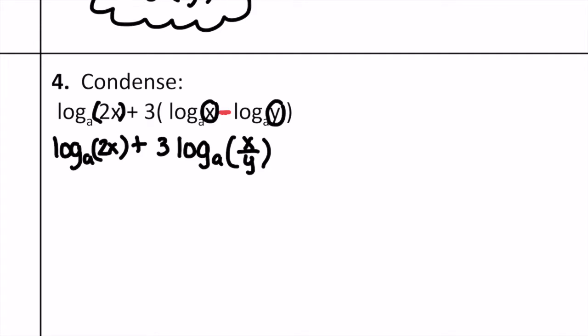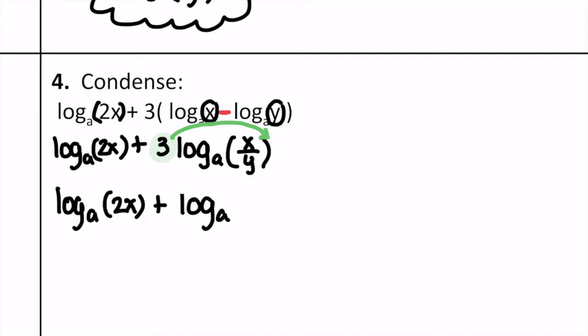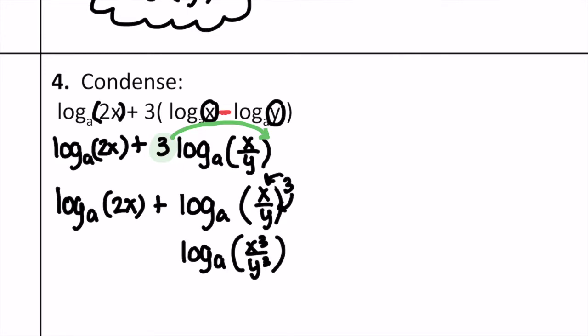And another thing I'm not allowed to have in condensed form, and what I have to take care of before I can bring these two logarithms together, is this coefficient of 3. So I'm going to move that 3 to be an exponent instead. I'm going to have log base A of 2x plus log base A of x over y cubed. I need to distribute that cubed to both the x and the y. So really I have log base A of x cubed over y cubed plus log base A of 2x.